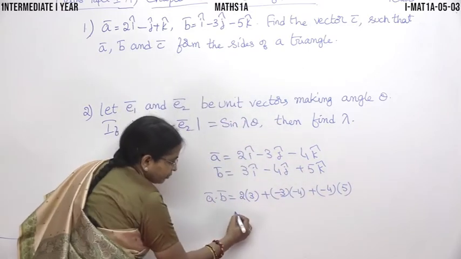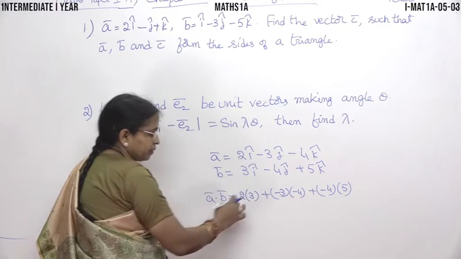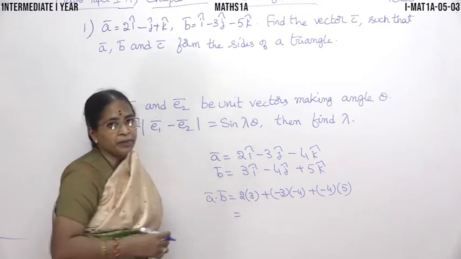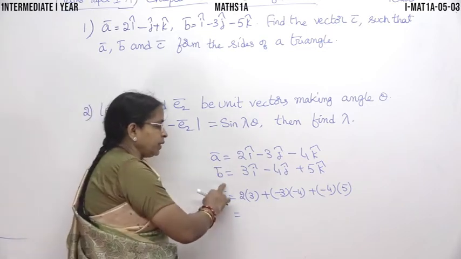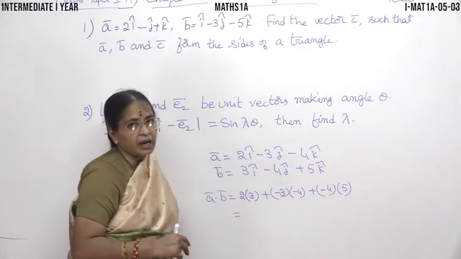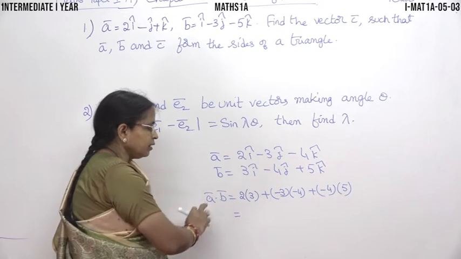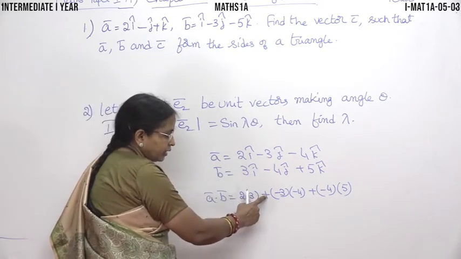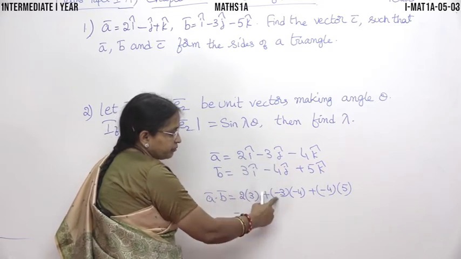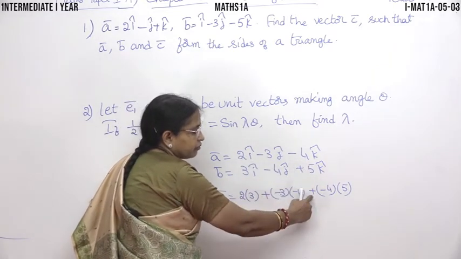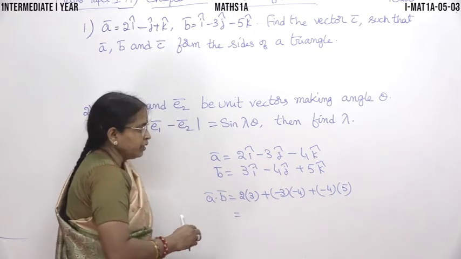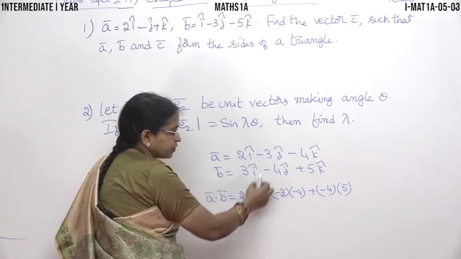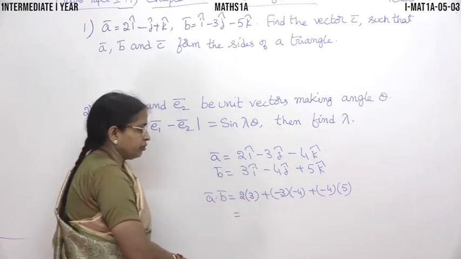So like this we do. You simplify. Like this we find the value of A dot B when A and B are given in terms of I, J and K. This is the procedure: multiply I coefficients, then add the product of J coefficients, then the product of K coefficients, and add all of them. So it is the sum of the products of I coefficients, J coefficients and K coefficients.